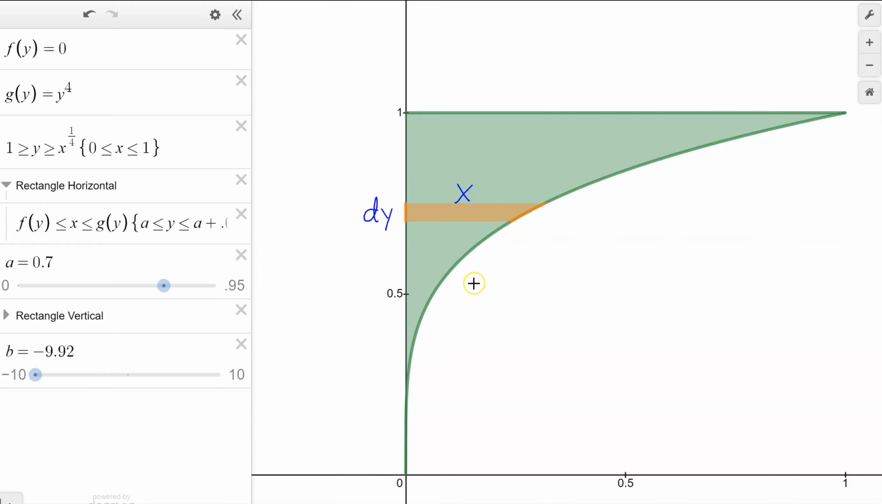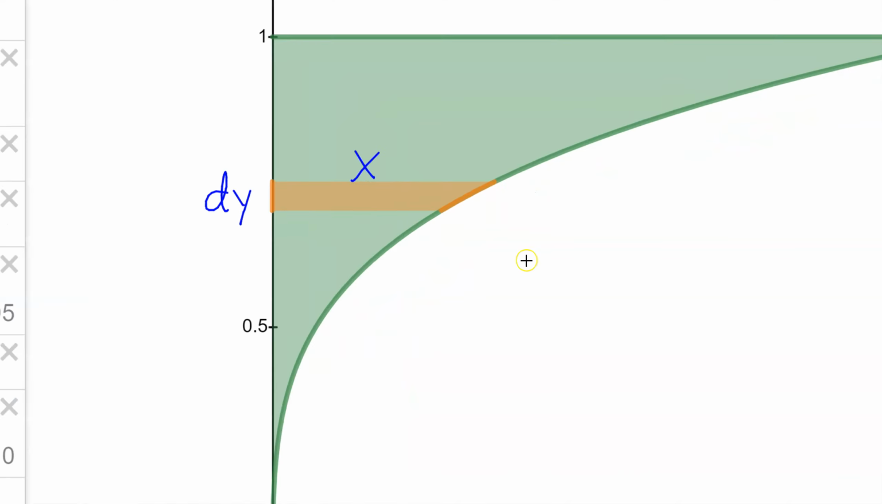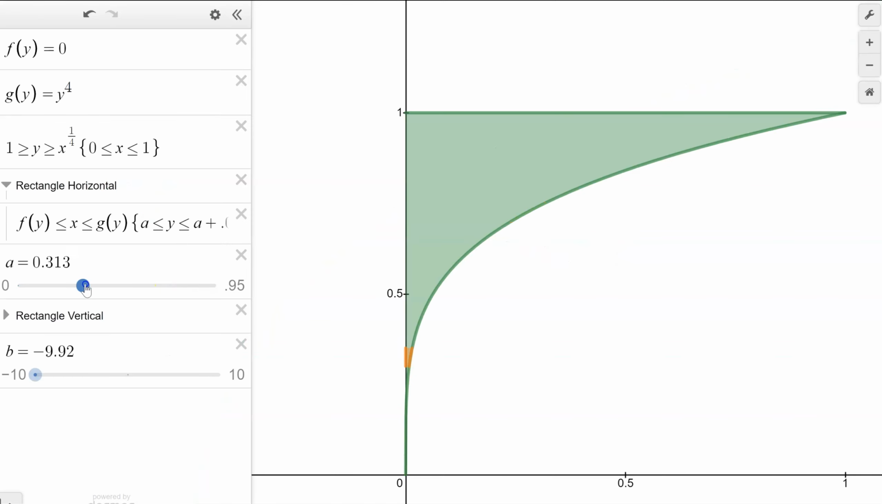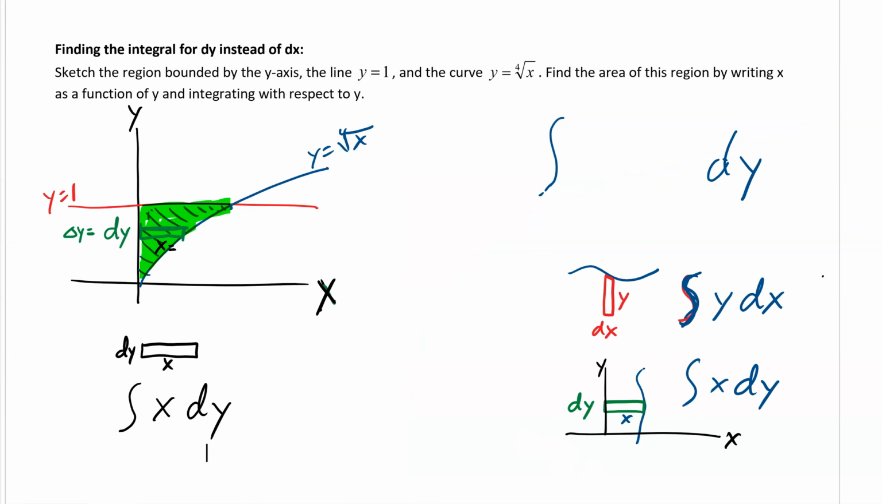So our areas become x dy. So the height, or the length, however you want to look at it, is x, and the width is dy. So each rectangle will have an area of x dy. And then when we take the integral, it's going to add up all of these rectangles. So like this, it's the sum of all of those rectangles that we get.